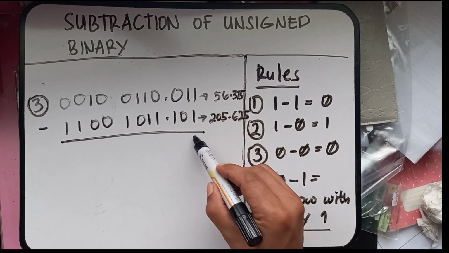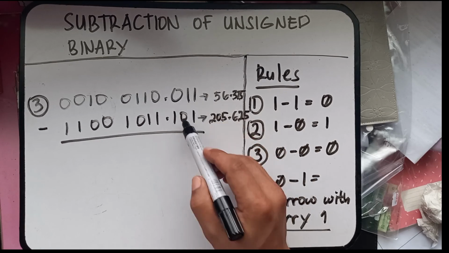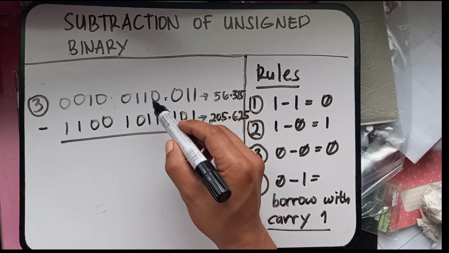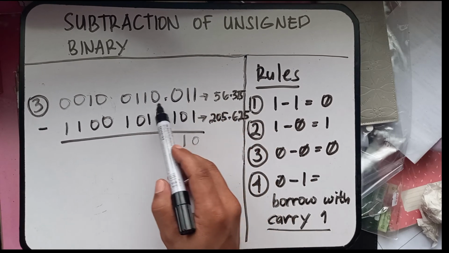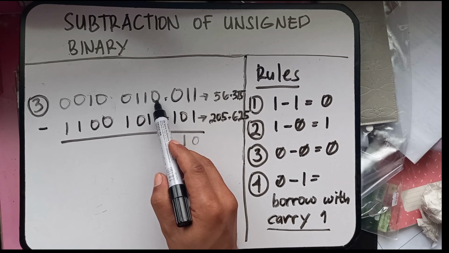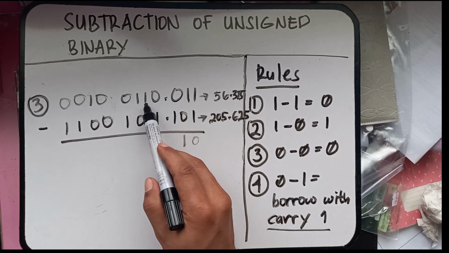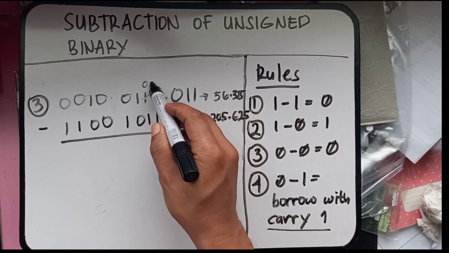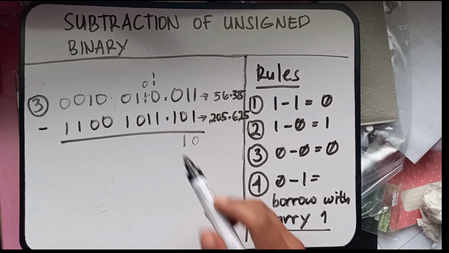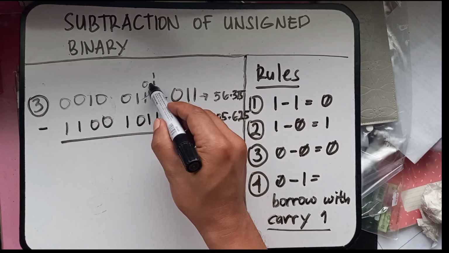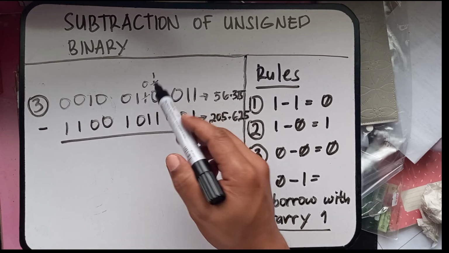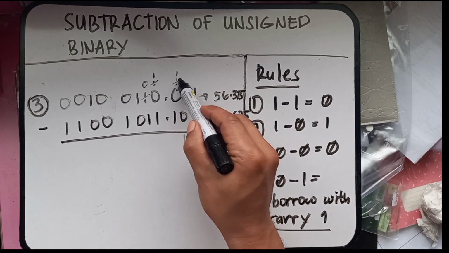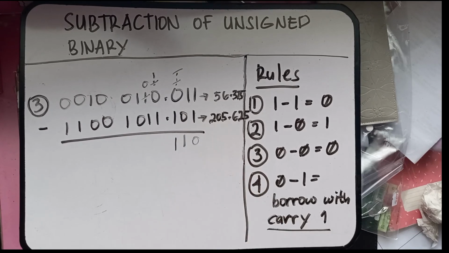1 minus 1, that is 0. 1 minus 0, that is 1. 0 minus 1, we have to borrow. So borrow from the nearest neighbor. The nearest is also 0, so we have to jump next on the left side. And we turn this to 0 and carry 2 bits at the top. And then we have to cancel out the first one because we have to borrow it and put it right here. And we have to cancel this. So what is left is just 1.